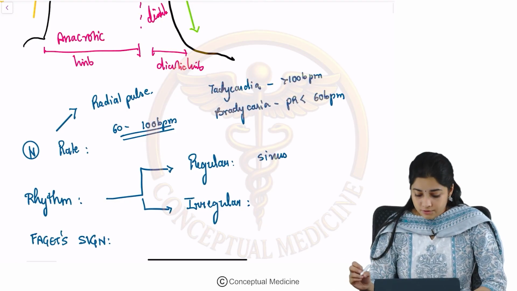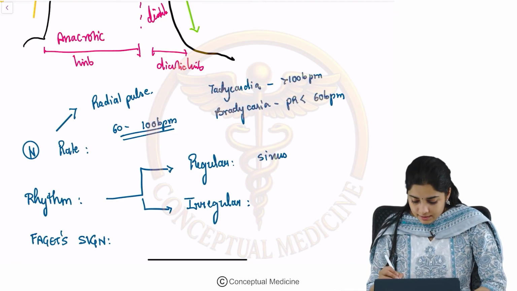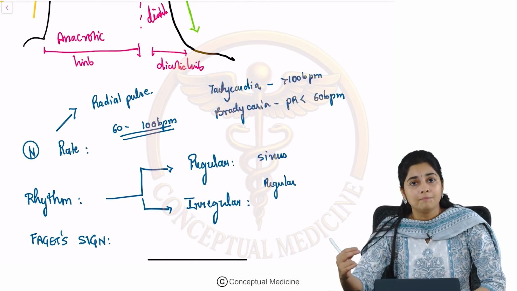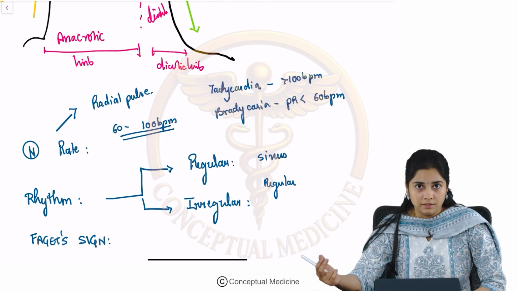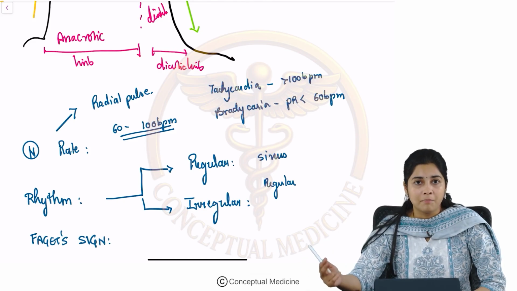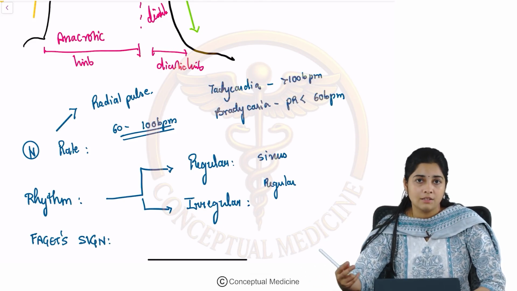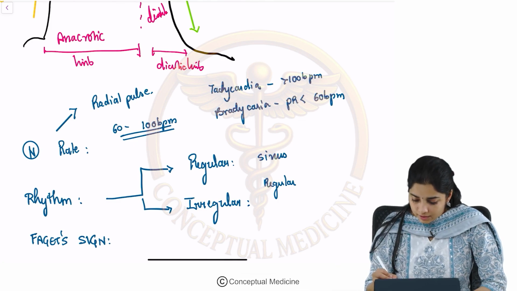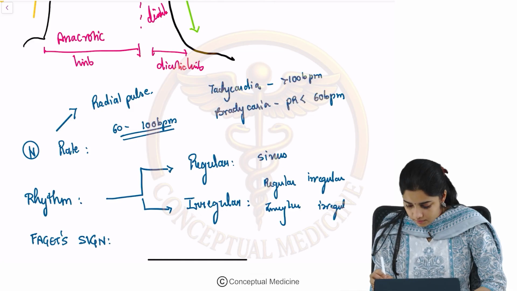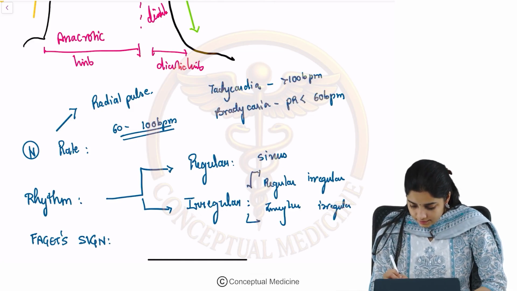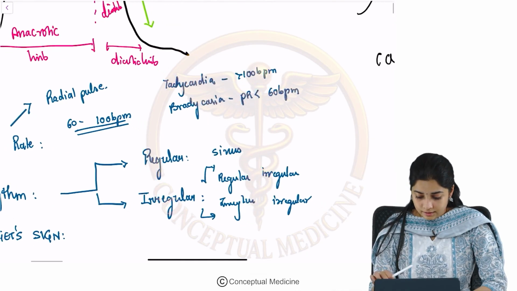Right? So sinus rhythms are regular rhythms. Then what is an irregular pulse? An irregular pulse can be classified as regularly irregular, that is, when you check it for a whole minute, the pulse is occurring irregularly, but the intervals at which it is occurring irregularly are regular. So this is what we call a regularly irregular pulse, or an irregularly irregular pulse.